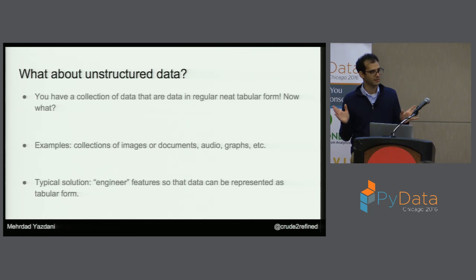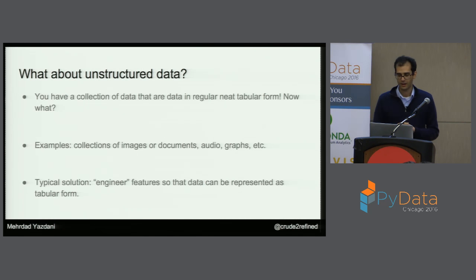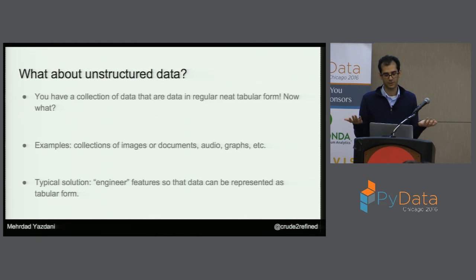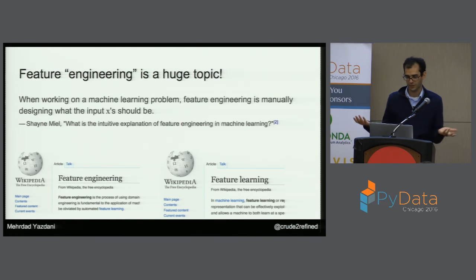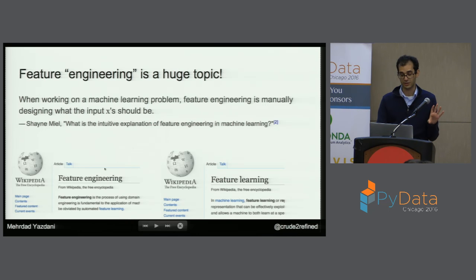So everything we talked about was for this classic structured data situation, right? What if you just have a bunch of images or documents or audio? In that case, like I said, we're forced to engineer some sort of features, right? Figure out how to represent these data sets in rows and columns. Feature engineering is of course a huge topic, and there are actually two Wikipedia articles about it: feature engineering and feature learning. The main distinction is that feature engineering is when you use domain knowledge, expertise, or prior knowledge, and you manually figure out what the interesting features are for you to code, whereas in feature learning, you have an algorithm that tries to find relevant features, right?